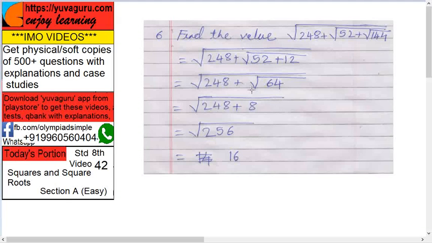This is under square root. So square root of 64 is 8. This square root same. So square root of now 248 plus 8, that is 256. So what is the square root of 256? 16. 16 16s are 256.